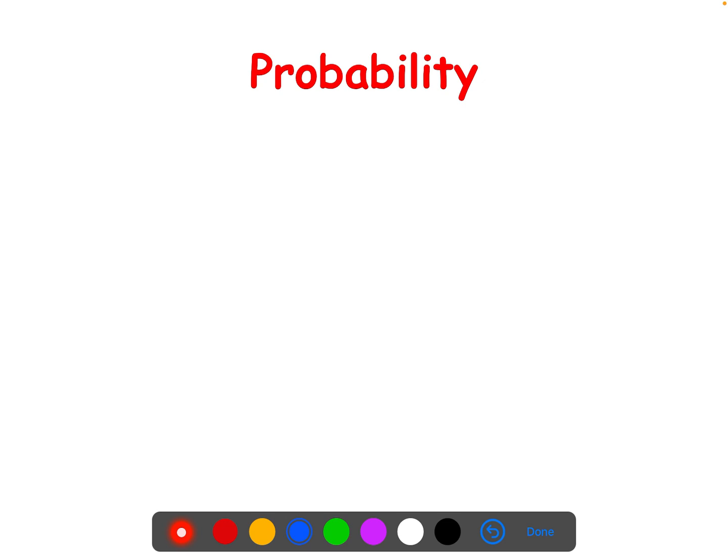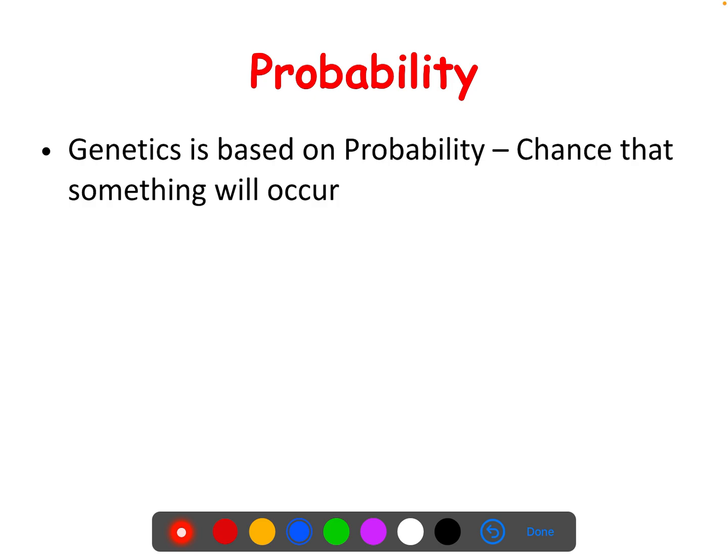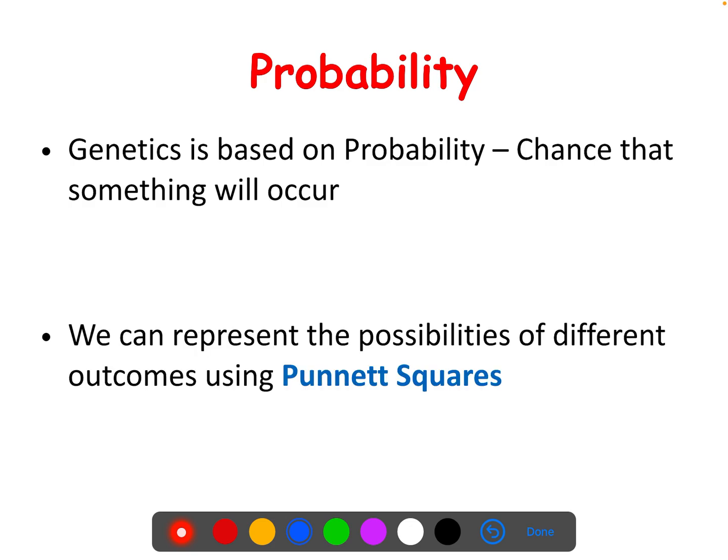So this all led Mendel to recognize that genetics is not some kind of accident. It's not like witchcraft or magic. It's probability. It's based on mathematical chance. You could predict with a certain amount of certainty the chance that something would occur, like ending up with a yellow pea color or a green pea color, or a purple flower or a white flower. And we use the Punnett square to represent these possible different outcomes, these mathematical probabilities.